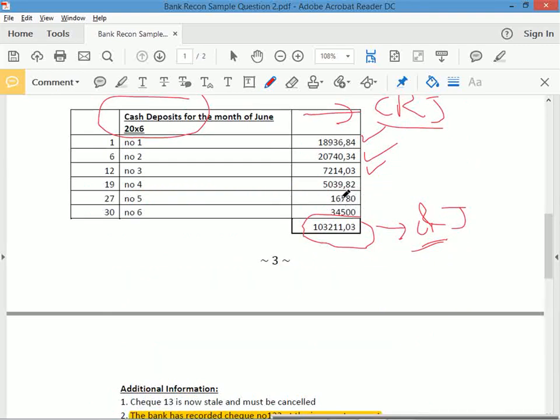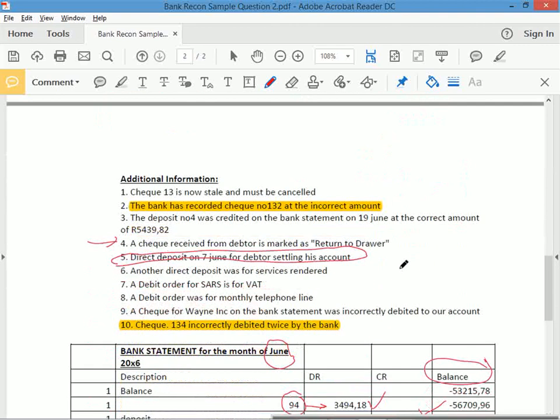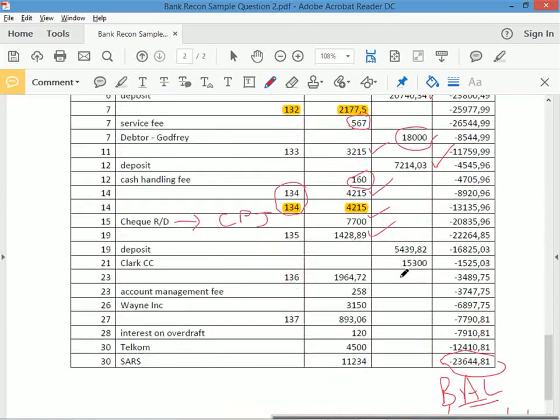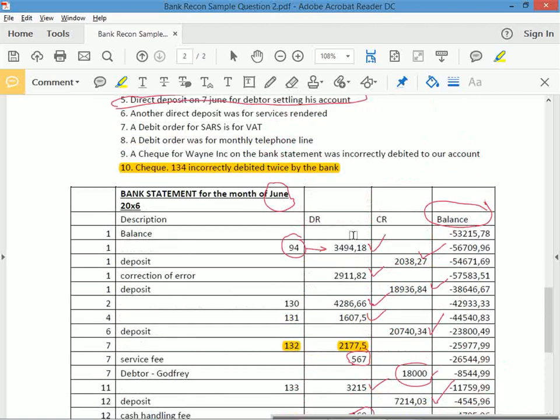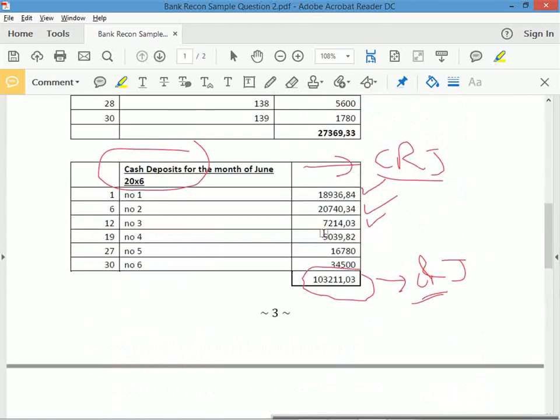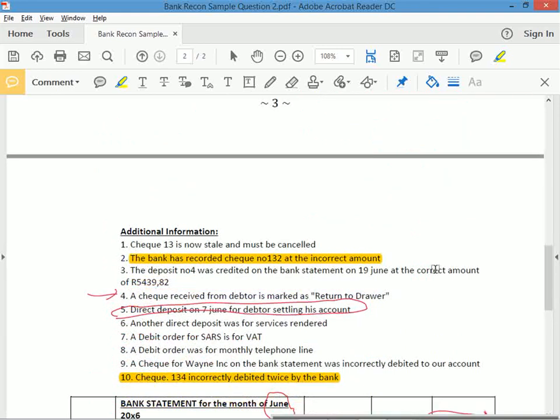I've got a 5,039 here. And this is what? A 5,439. Ooh, what must we do? Circle, highlight, underline. Why? The amounts are different. Yes, so that amount is different to this amount. So whose books are correct? We need to investigate.